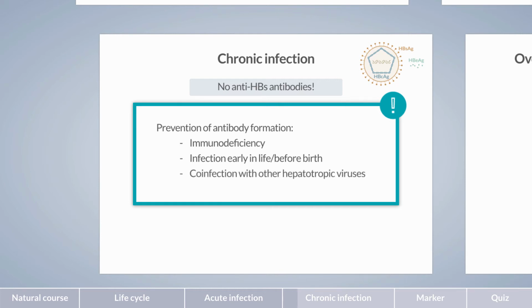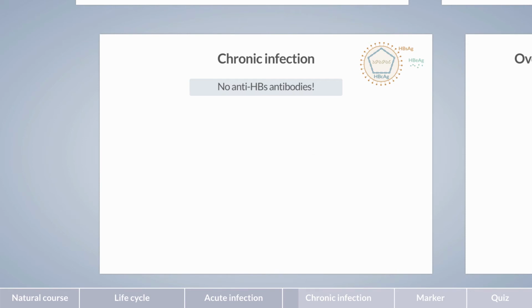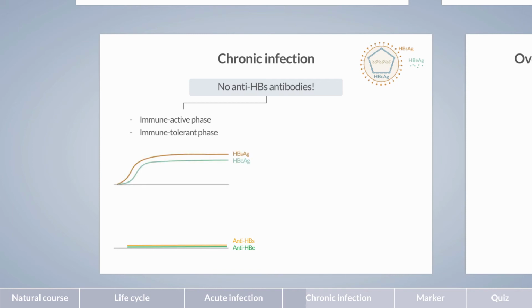For starters, let's discuss the following two phases of chronic infection: immune-active chronic hepatitis B and immune-tolerant chronic hepatitis B. In both cases, anti-HBs and anti-HBe antibodies are not formed. Thus, HBs and HBe antigens remain positive in the patient's serum. In other words, there is no seroconversion. The only antibody that is increased is the anti-HBc antibody.